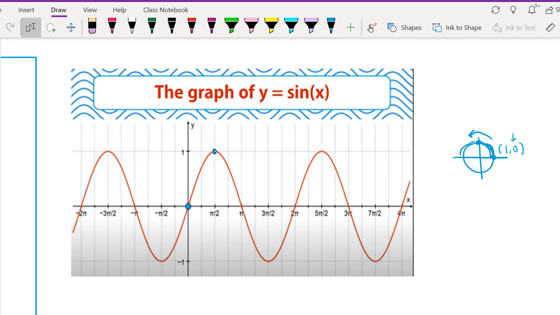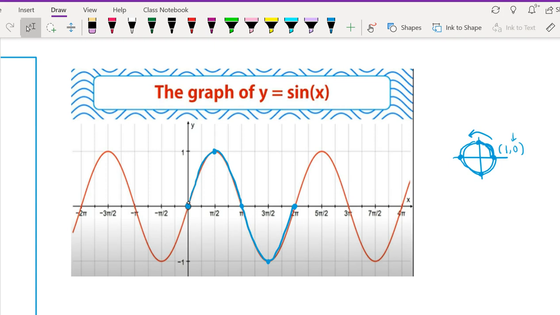Then it's going to keep on moving, and it's going to come back to 0, which is what happens at pi. And then this point is going to keep on moving, and it's going to hit its lowest point, a minimum, at 3 pi over 2. And then it's going to keep on moving and finish up where it started at 2 pi. This is one full rotation around the circle.